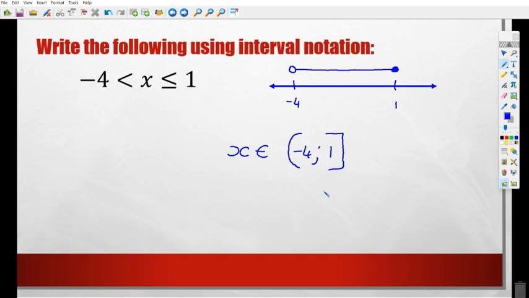Nothing too difficult about that. And that is your interval notation with inequalities.